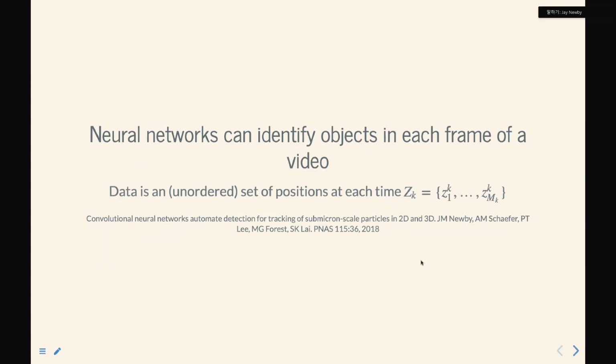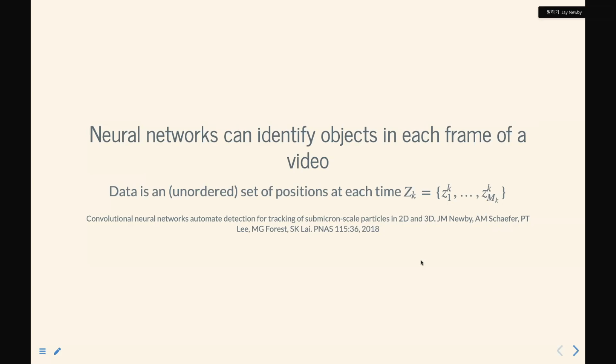Okay, so I want to talk a little bit about the data that we're going to actually assume that we start with. And the way that we extract this data is with convolutional neural networks. So our data is going to be a collection of positions. At every single frame of the video, you'll look at that image, point to all of the things that are in the image and locate them, okay? I'll show you a picture to see.